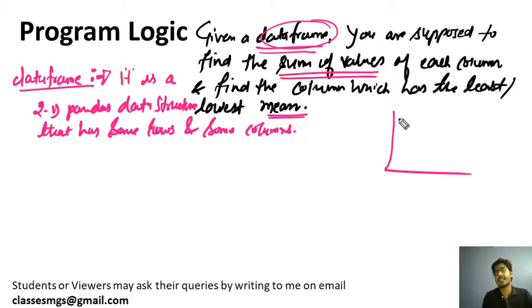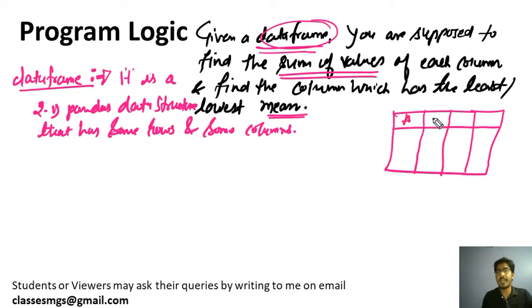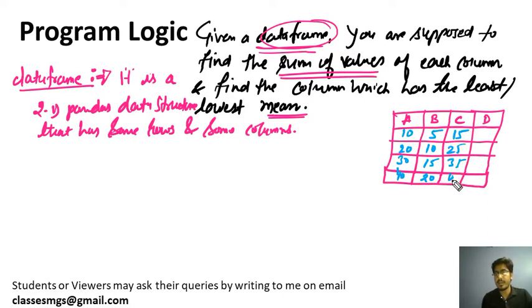A data frame will look like this. This is an example. Let's suppose we are taking 4 columns with the column names A, B, C, D, and some rows here, let's suppose 4 rows. We will continue this example. We have some data like 10, 20, 30, 40, then 5, 10, 15, 20, then 15, 25, 35, 45, then 20, 40, 60, 80.